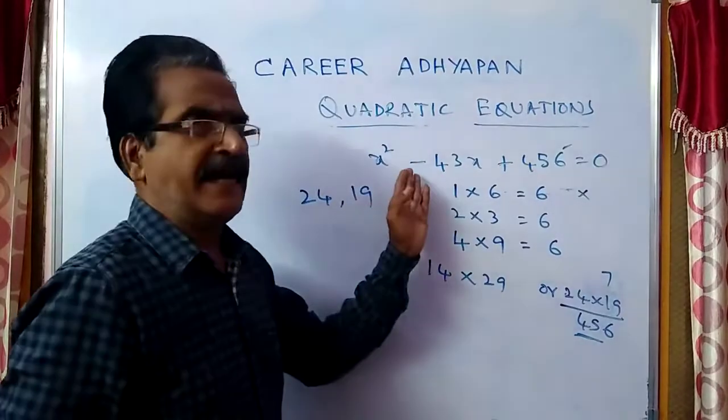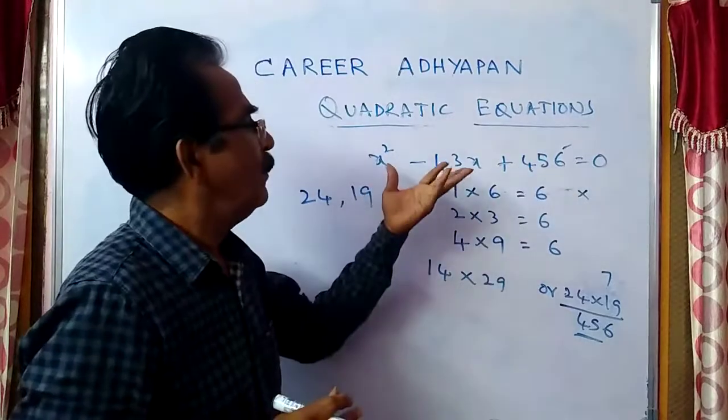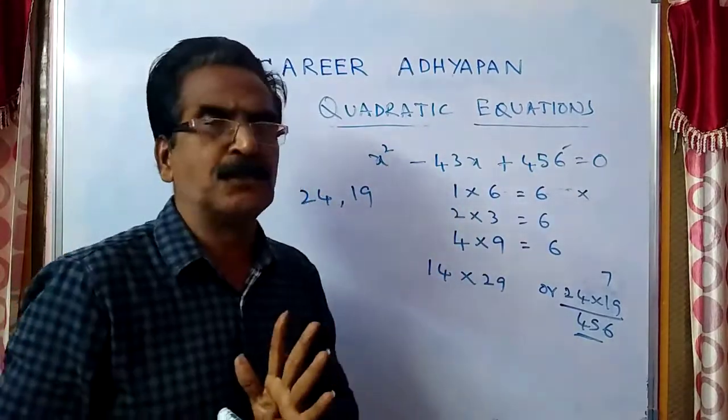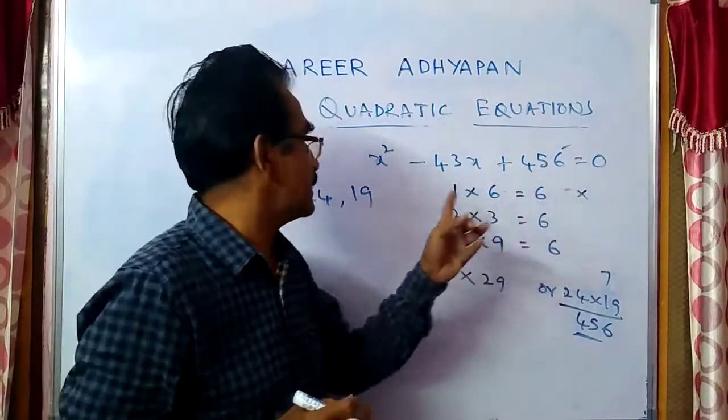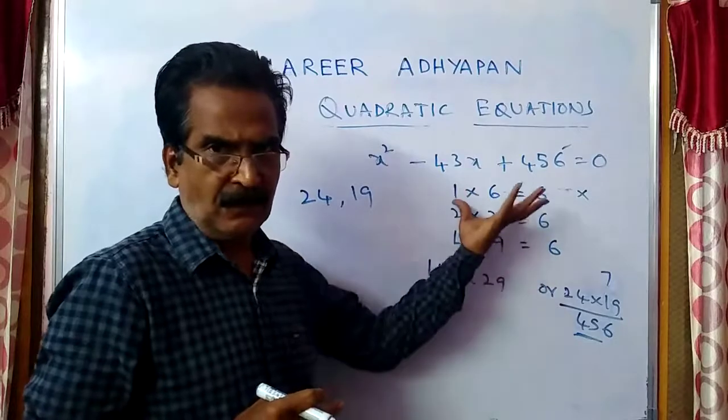After that, the sign here: this is minus, this and this are plus. So B, A and C have the opposite sign. Both the roots are positive. So the roots of this equation are 24 and 19. You got it now?